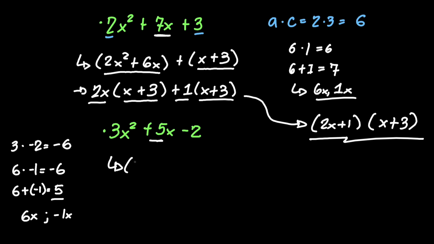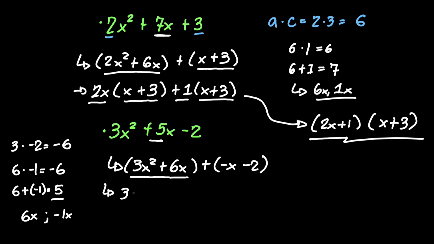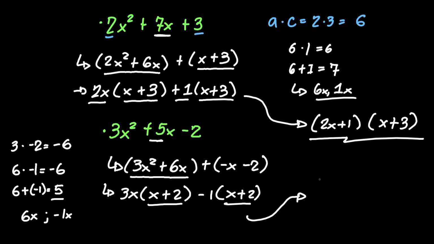So it will be 3x squared plus 6x plus negative x minus 2. Factor 3x squared plus 6x, which would be 3x multiplied by x plus 2. And the factored form of negative x minus 2 would be negative 1 multiplied by x plus 2. Once again, these two are similar, so you're on the right track. And so the final answer would be 3x minus 1 multiplied by x plus 2.